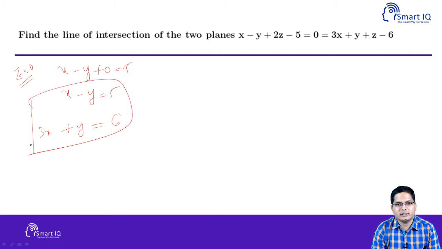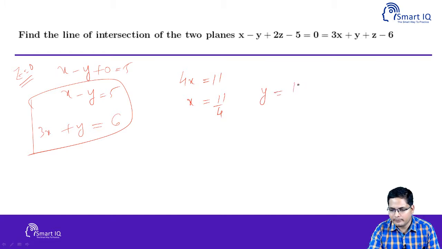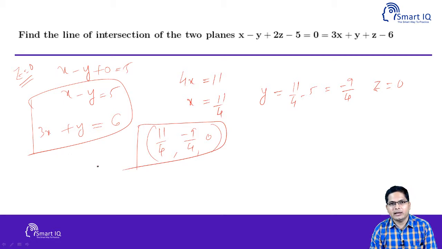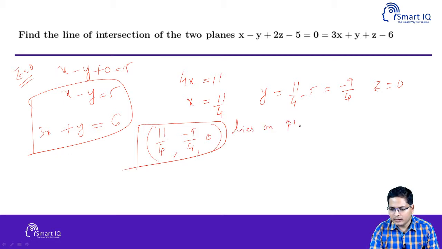Now you have two linear equations in two variables. Solve them. Add both, you will get 4x is 11, so x is 11 by 4. When x is 11 by 4, substitute in the first equation, y will be 11 by 4 minus 5, that is minus 9 by 4, and z is 0. This point, x coordinate 11 by 4, y coordinate minus 9 by 4, z is 0, lies on plane 1 and plane 2. That implies the point lies on the line, because any point common to both the planes lies on the line. So we got a point.